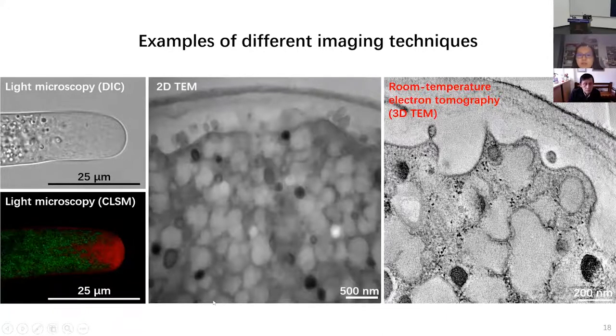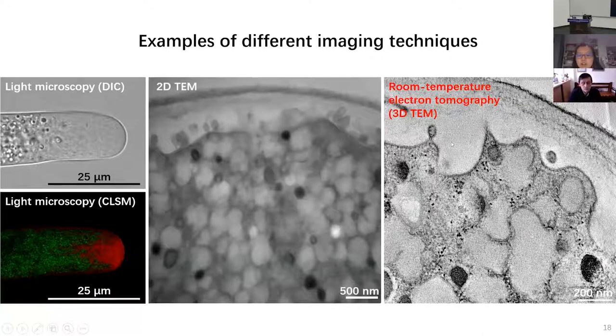The middle panel shows a two-dimensional TEM micrograph of the pollen tube tip region, and the right panel shows a typical tomographic slice generated by room temperature electron tomography. Clearly, room temperature electron tomography should be a better choice for us.